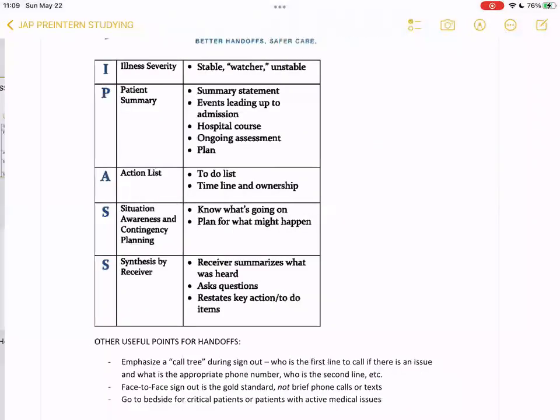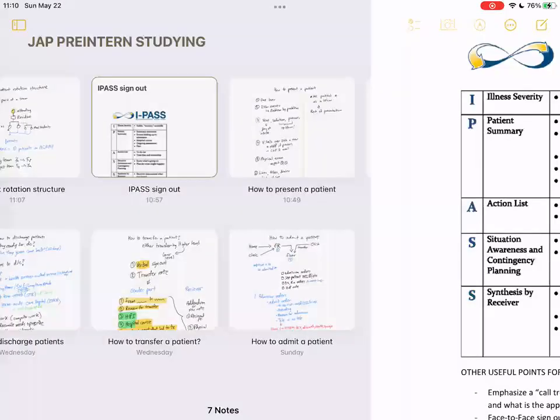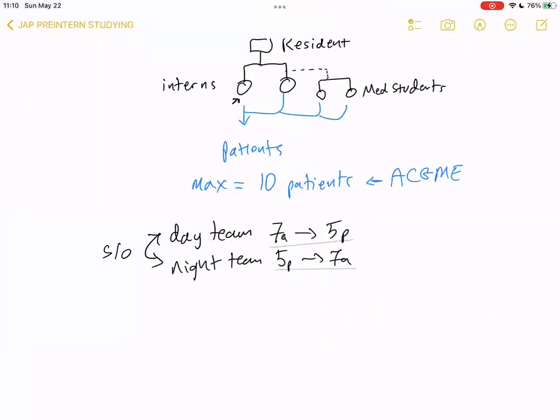Remember, this sign out is not just verbal, it's also written. Every hospital has a different kind of written sign out. It can be integrated within the EMR, the electronic medical records, or it can be a different system, but they all have the same idea: a summary of the patient, an action list, and the situational overnight. It could be nothing to do overnight, sometimes abbreviated as NTD. Usually that's the best. So that's the way you want to give sign out.